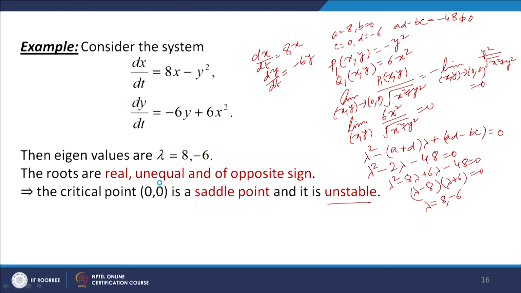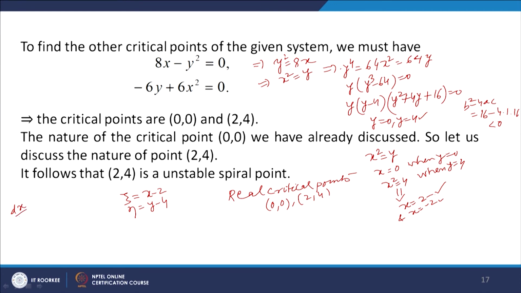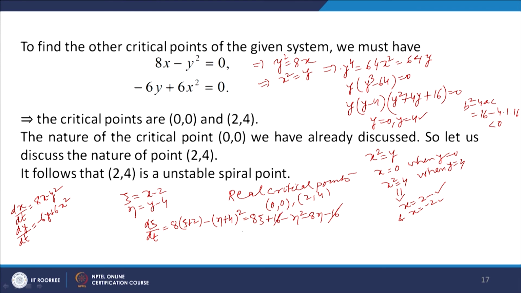Now, let us write the given equations in the form of xi and eta. So, we have dx/dt equal to 8x minus y square and dy/dt equal to minus 6y plus 6x square. Now, you can see here d xi/dt equal to dx/dt. So, we have d xi/dt equal to 8 times x, where x equals xi plus 2, minus y square, where y square is (eta plus 4) whole square. So, we have 8 xi plus 16 and minus eta square minus 8 eta minus 16. So, we get d xi/dt equal to 8 xi minus 8 eta minus eta square.